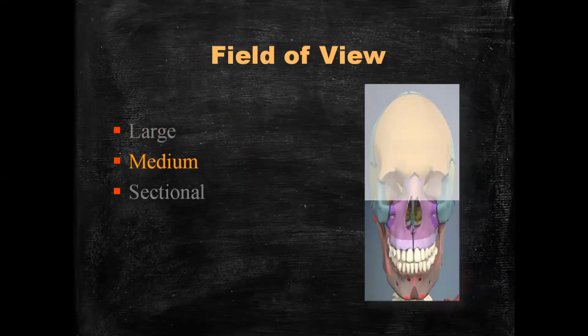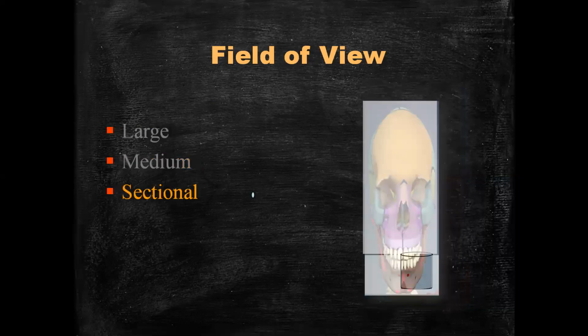The fields of view are basically divided into three: large, medium, and sectional. The sectional can vary from 4 by 4 to 5 by 5, depending upon the company's CBCT you are using.